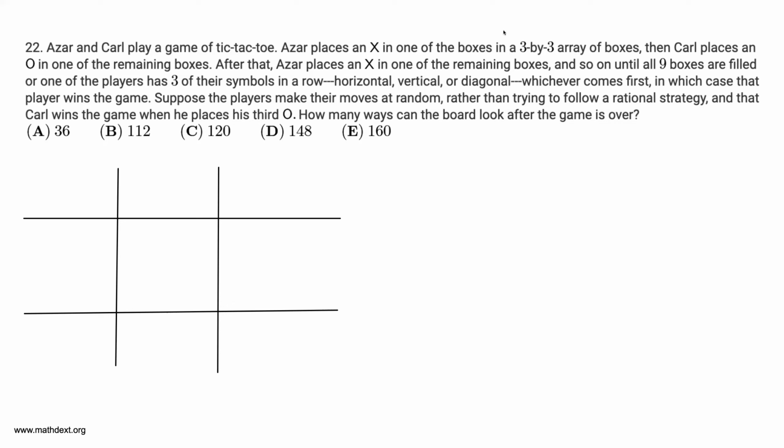Suppose the players make their moves at random rather than trying to follow a rational strategy, and that Carl wins the game when he places his third O. How many ways can the board look after the game is over?